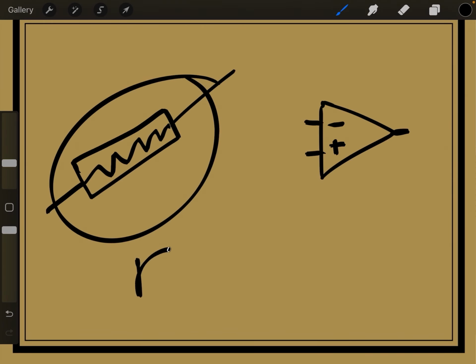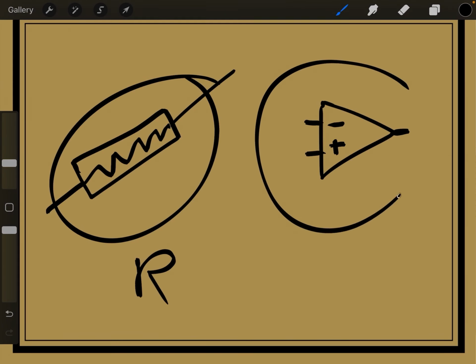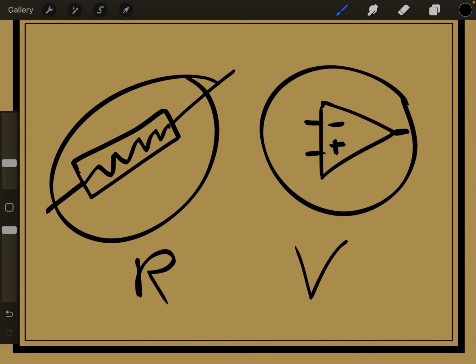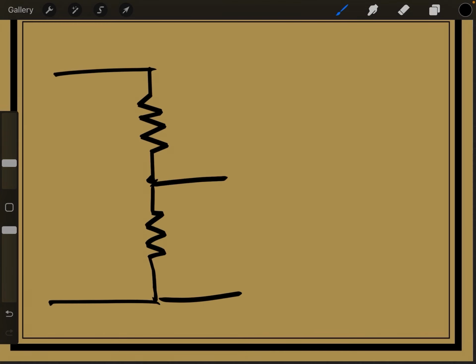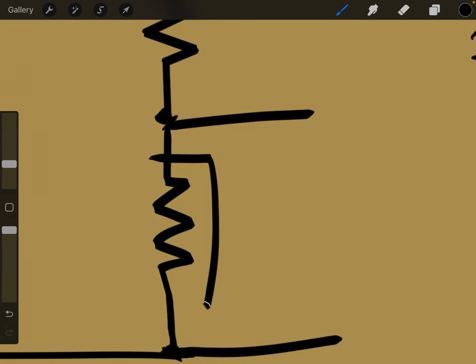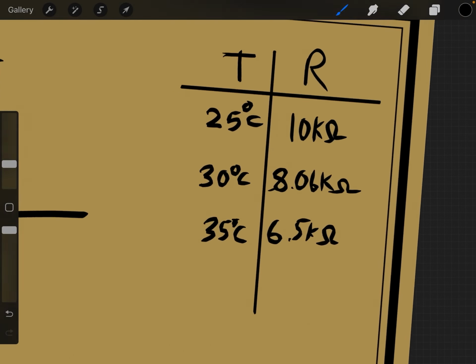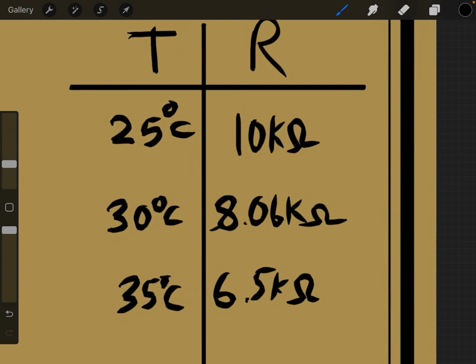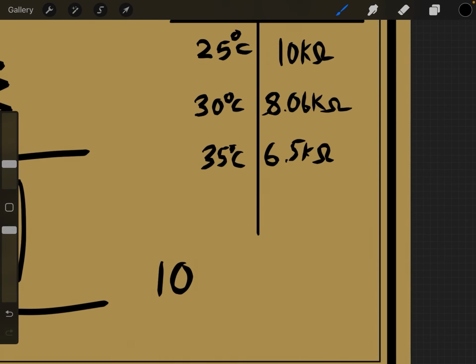So we have a component here that has a changing resistance, and we have a component here that measures the differences in voltages. So our first step is to convert this changing resistance into a changing voltage. And how do we change voltages using resistors? That's right, we use a voltage dividing circuit. So if we place our thermistor here, and we look at the values we have before, we can see that the resistance will likely range from 10k to 6.5k.